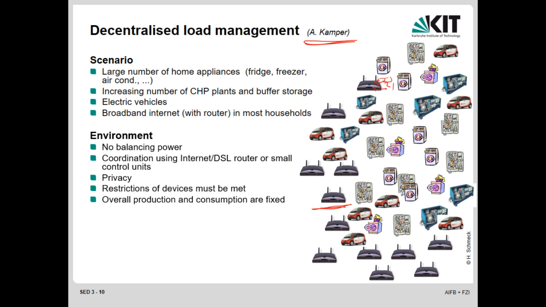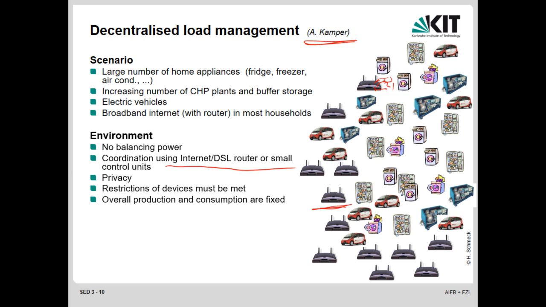Then there's the environment where we assume there is no balancing power. That means if there is a deviation or an imbalance in a certain group of devices, we must be able to reduce that imbalance inside that group. So there's no external balancing power. And so we have to coordinate internally using our internet DSL router or some small control units. We should respect the privacy of the people, certainly, so we don't want to use some external entity which will do all that. The devices have certain restrictions. We will look at those restrictions in a moment. And the overall production and consumption are fixed.